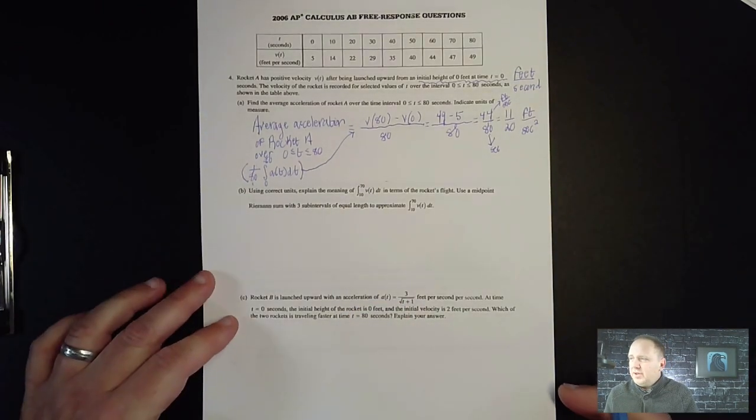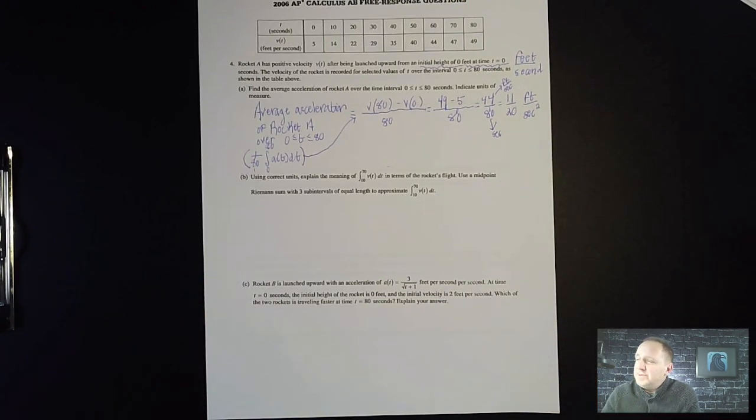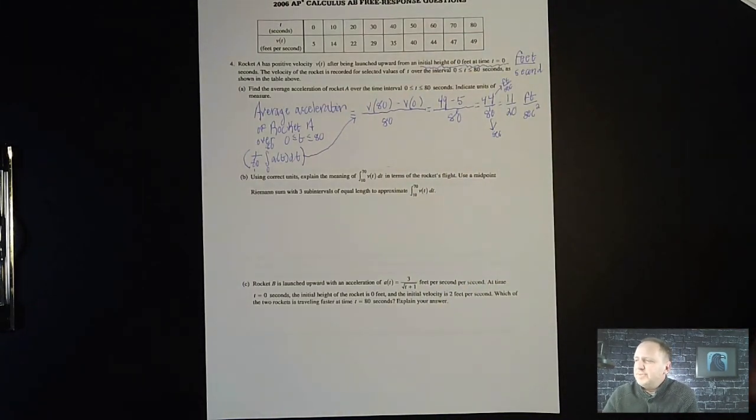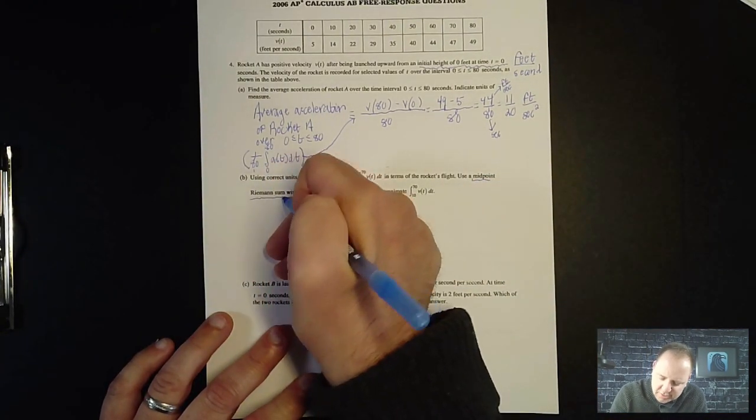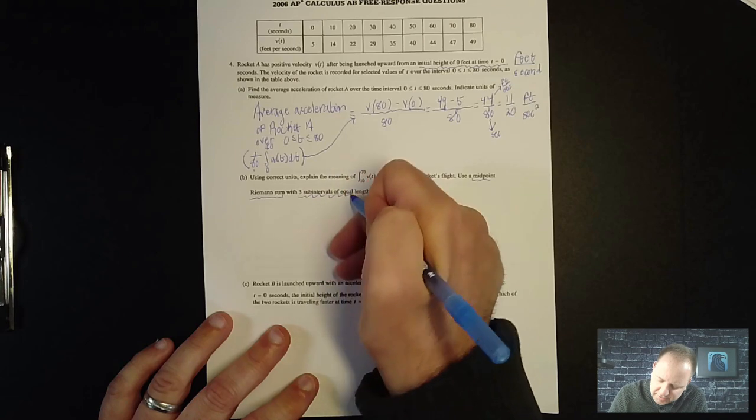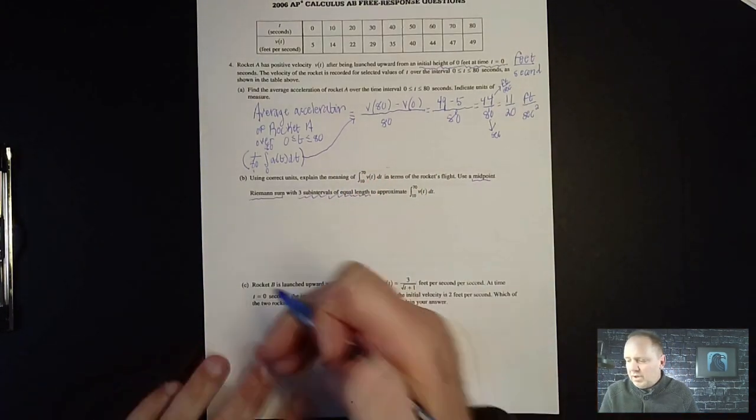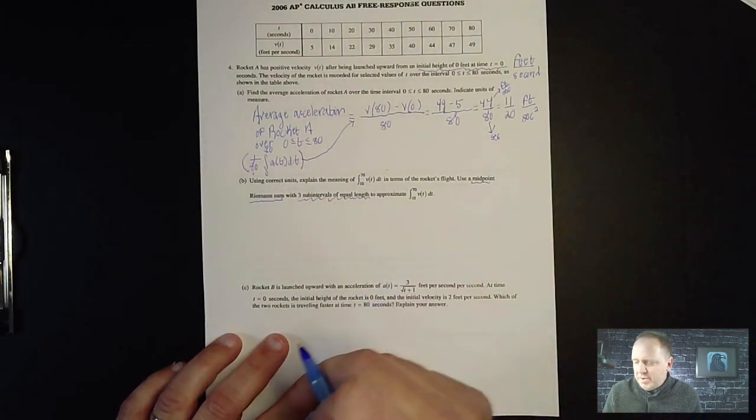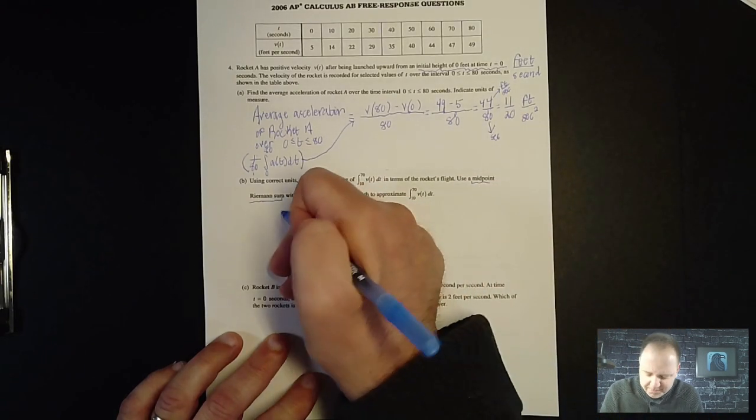All right. Using correct units, explain the meaning of the integral from 10 to 70. So they're not even having me go from 0 to 80. Just be careful. In terms of the rocket's flight, use a midpoint Riemann sum with 3 subintervals of equal length to estimate that integral. All right. They want me to explain it first, then find it. So they want me to go the other way.